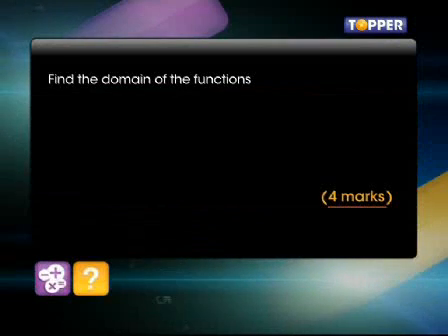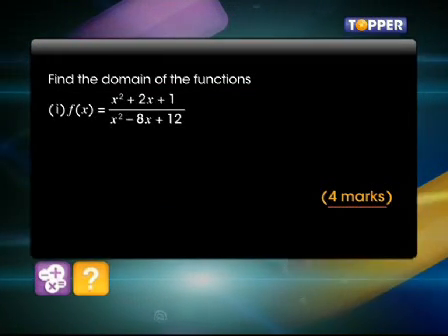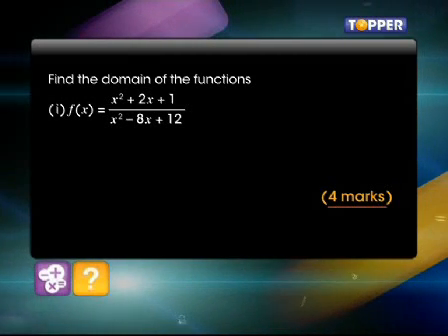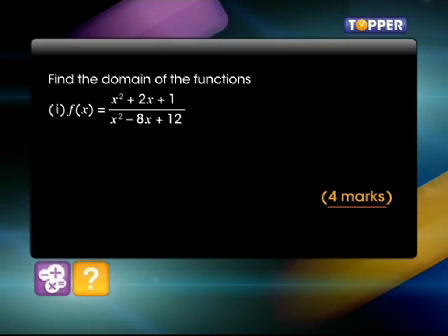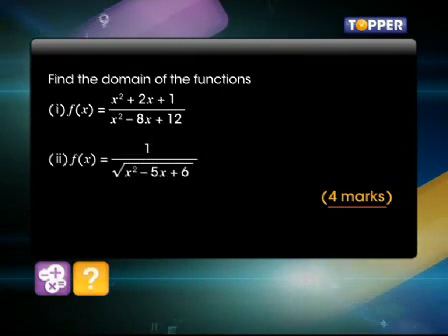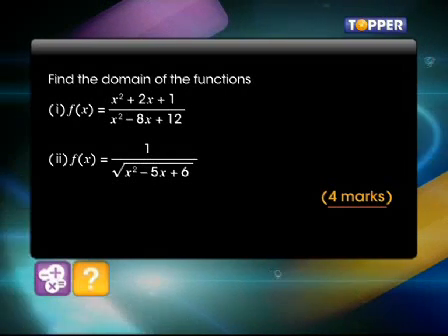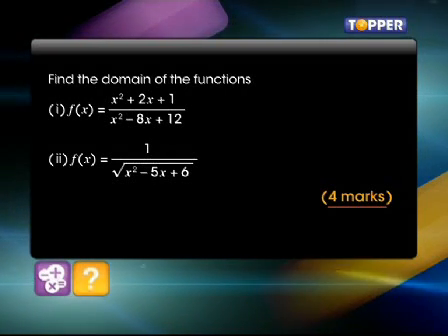Here's a 4-mark question. Find the domain of the functions: 1. f of x is equal to x squared plus 2x plus 1 divided by x squared minus 8x plus 12. 2. f of x is equal to 1 over the square root of x squared minus 5x plus 6.